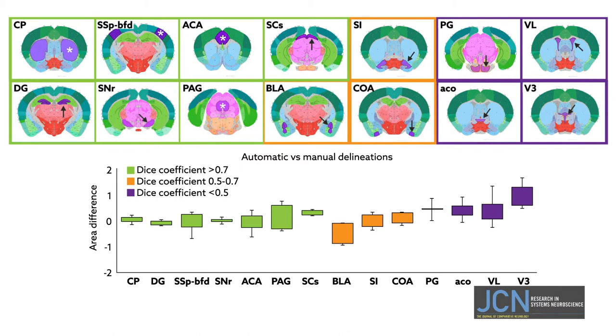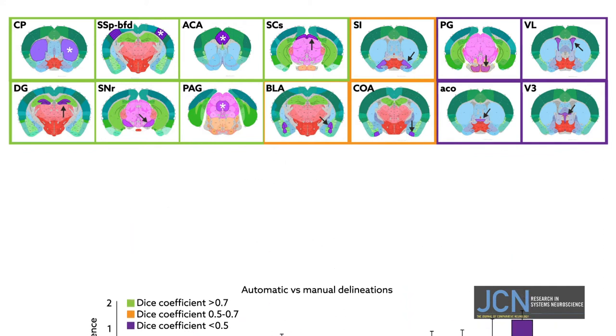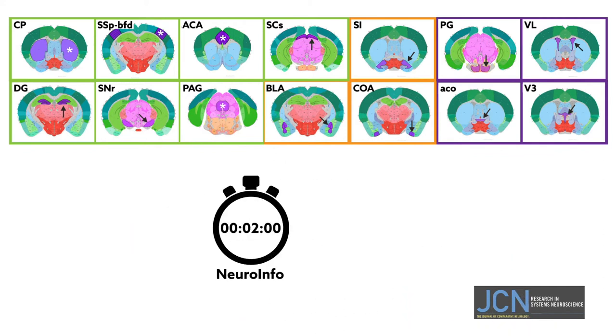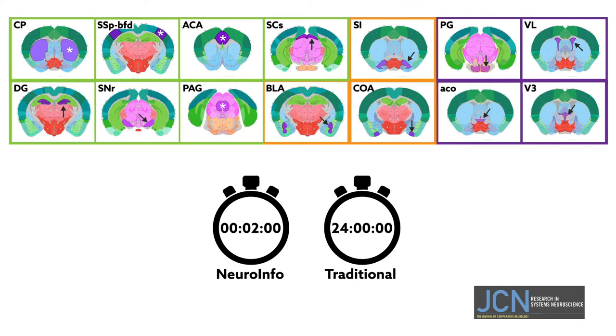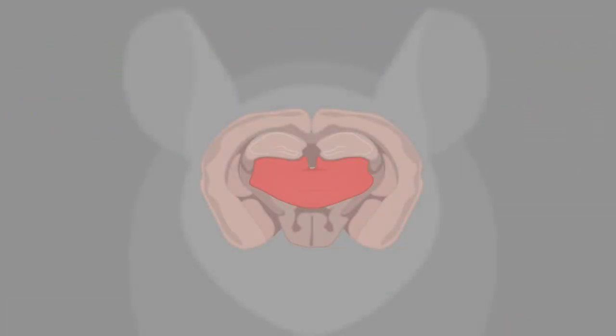The results showed that the technology performed remarkably well in accurately delineating regions that are large and/or located in the dorsal parts of the brain, regardless of who prepared the samples or what type of microscopy was used. Importantly, identification took only a couple of minutes, while traditional methods could require up to a day to accomplish the same task. Areas located in the midbrain or those lacking nerve cells were more difficult to define.